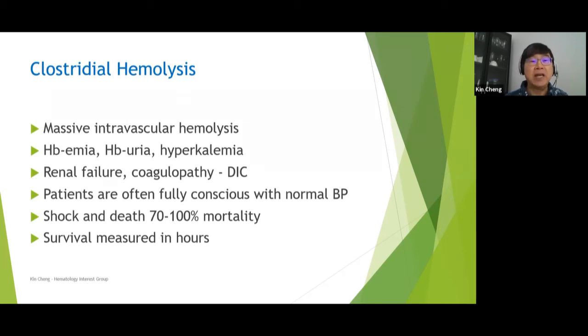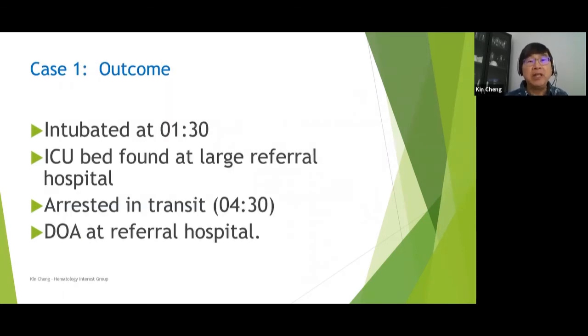So in this case, what happened is that the patient was intubated at 1 a.m., and then, because the patient went to a small community hospital, she had to be referred out. So within hours, we were going to put her in an ambulance, and she actually died in the ambulance. She was pronounced dead when she got to the large center.